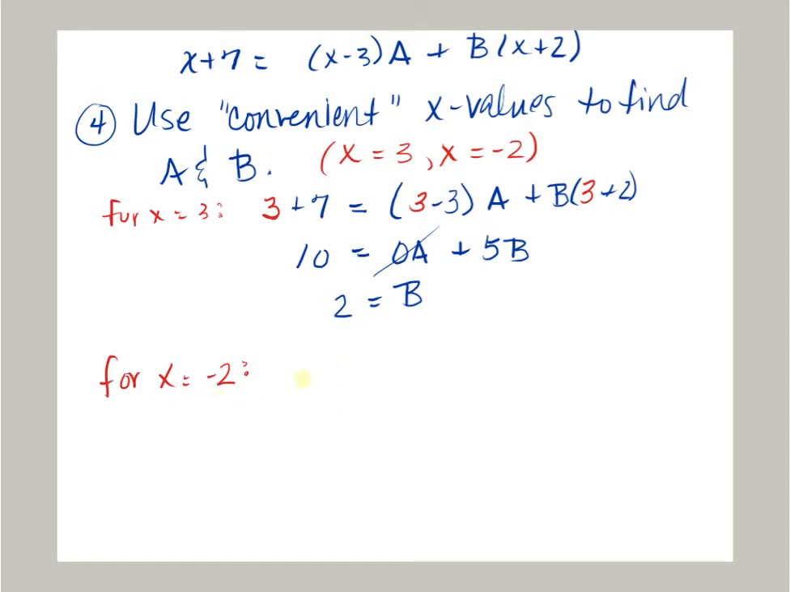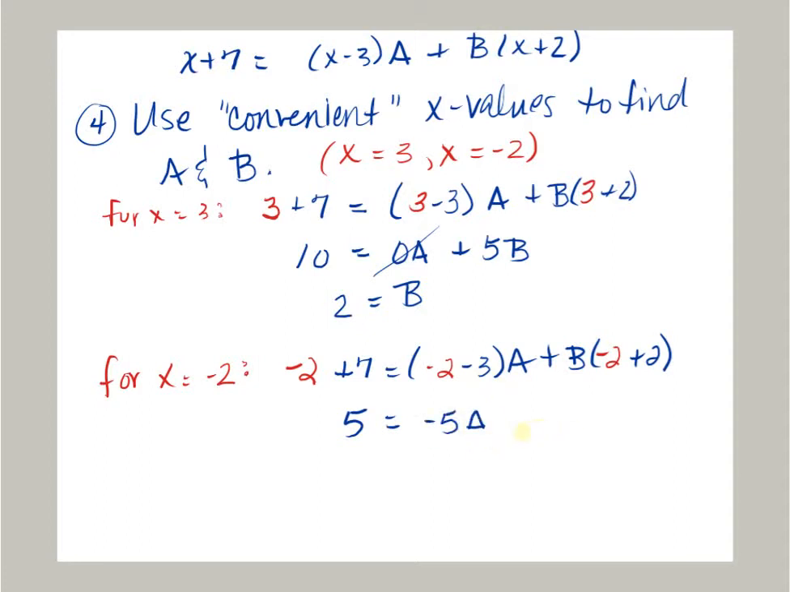Okay, so for x equal negative 2, we get negative 2 plus 7 is equal to negative 2 minus 3 times a plus b times negative 2 plus 2. Okay, negative 2 plus 7 is 5. Negative 2 minus 3 is negative 5a. And b is multiplied by 0. So again, since we have no b's, a is simply negative 1. And so what that gives us is this.